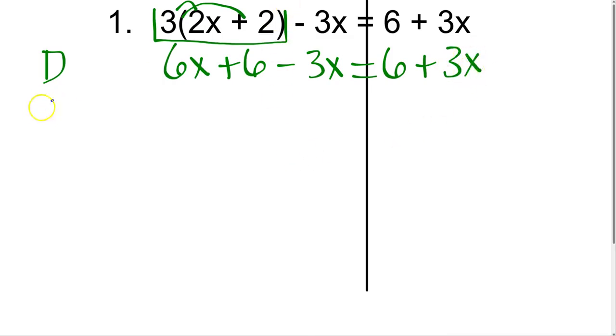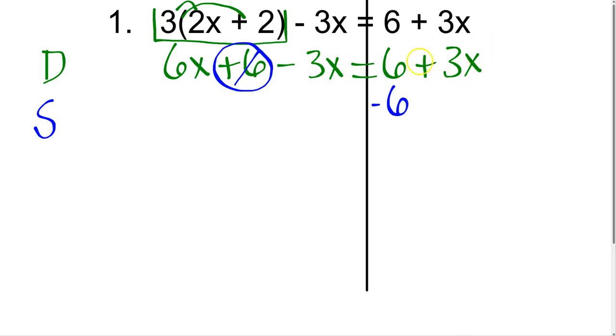Next step, we're going to S for sort. So I want my variables on one side, my constants on the other. Over here, I have a constant. We have a positive 6. When I move my positive 6, right? If I have a positive 6 and I move it over here, cross the line, instead of positive, it's now going to be negative. And it cancels out over here.